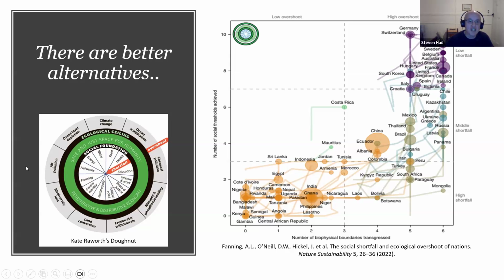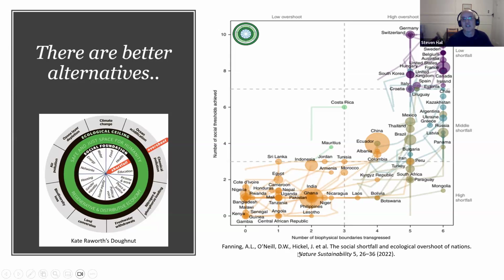But at the same time as providing the social foundations of a good quality of life, you have to be within or move back within your ecological ceiling, and the 9 factors that you can see around the outside here defining that ecological ceiling are the 9 planetary boundaries that Johan Rockström, who we were just looking at, and Will Steffen and others identified about 15 years ago.